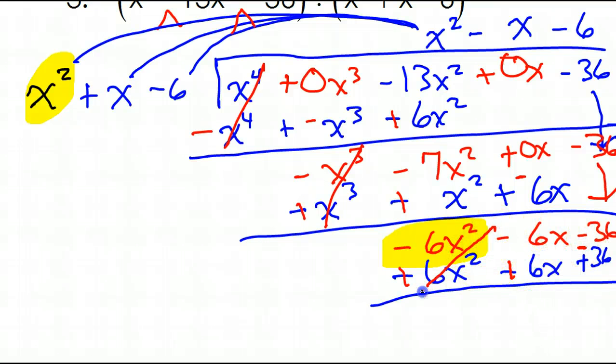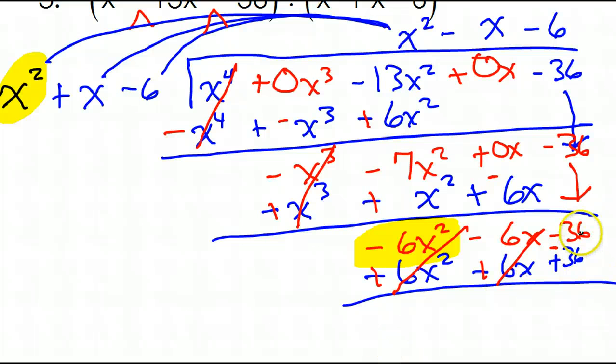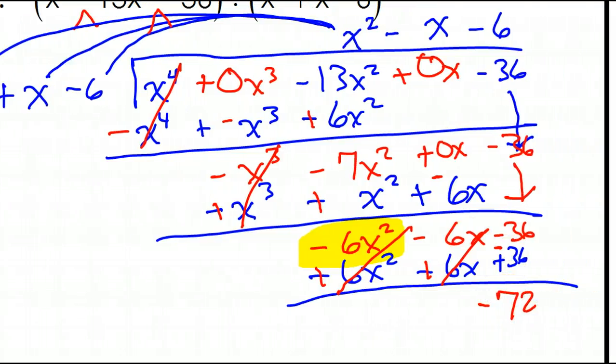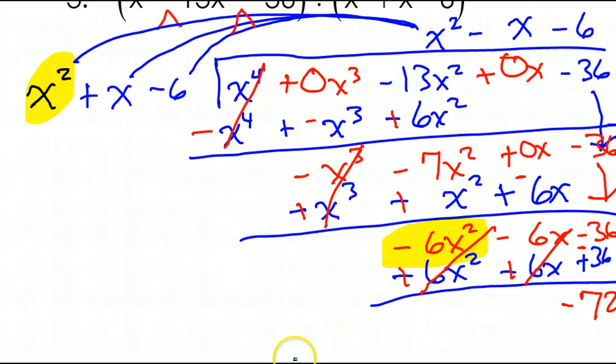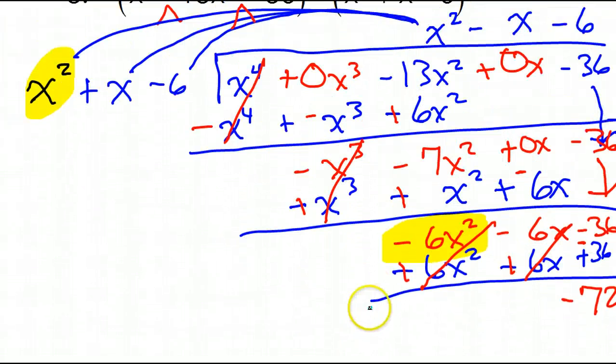Okay, so the x squared cancels out, the x cancels out. The 36's do not cancel out. This makes negative 72 if I add these together. So that looks like we have a remainder for this problem. I'm out of space, so I'm going to have to copy it down here.